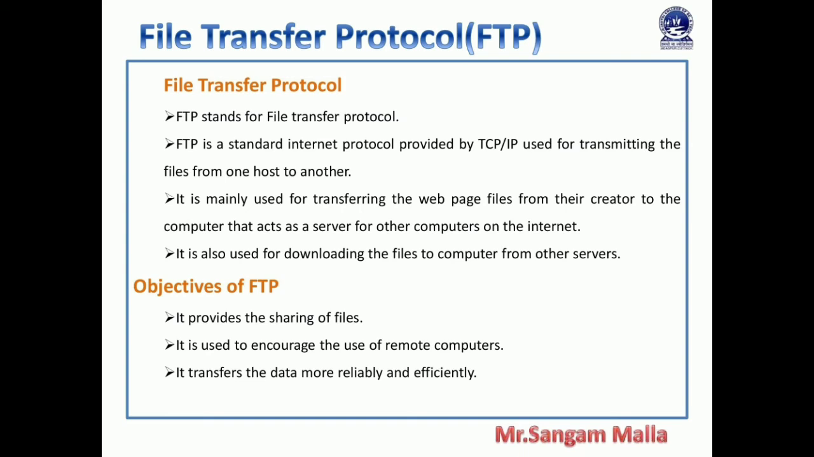So now we will be moving to the objectives of FTP. The main objective of FTP is that it provides the sharing of files. Whenever we are interested in sending a file from one place to another place, at that time FTP gets activated. It can be email, Facebook, WhatsApp or anything. Whenever we are on a network and we are dealing with sending or sharing of files, FTP gets activated. So without FTP we cannot attach a file or share a file with other computers or systems. It is also used to encourage the use of remote computers.